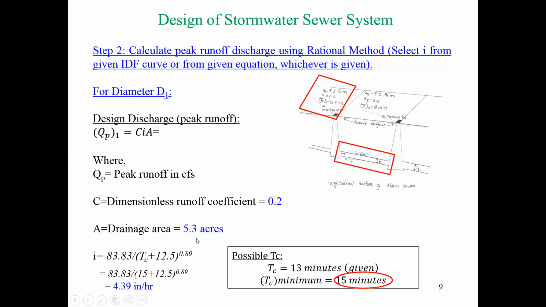And if I give all the values in this equation, our design discharge for this area is 4.65 CFS, or cubic feet per second. So basically this pipe or this sewer has to carry 4.65 cubic feet per second of flow. Okay.